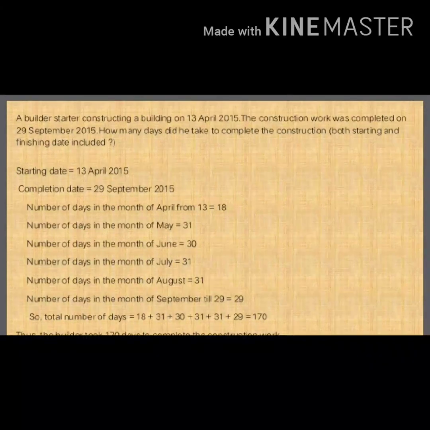Now the work was ended on 29th of November. So we still have 29 days of the last month. Now we add up the total number of days. 18 plus 31 plus 30 plus 31 plus 31 plus 29. We get 170 days. Thus the builder has taken about 170 days to complete the construction work.